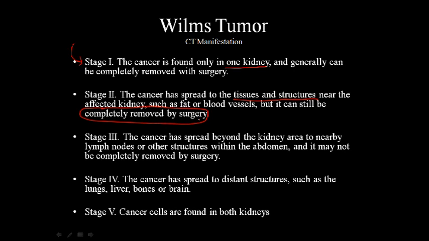effective on stage 2. Stage 3, on the other hand, the cancer is spread beyond the kidney area to nearby lymph nodes or other structures within the abdomen. It may not be completely removed by surgery. And so this stage 3 is when it gets a little iffy, whether the area can be completely controlled with surgery. Stage 4, the cancer has spread to distant structures such as the lungs, liver, bones, or brain.